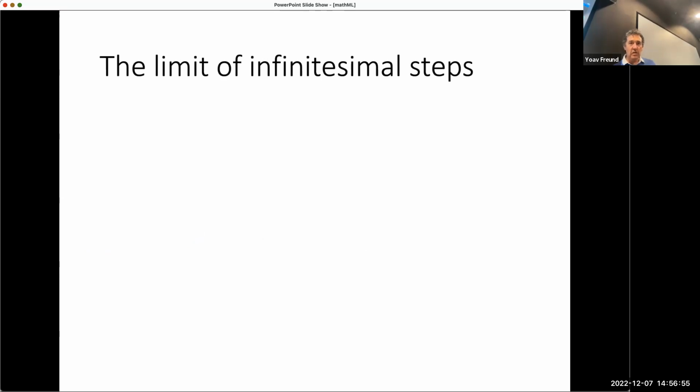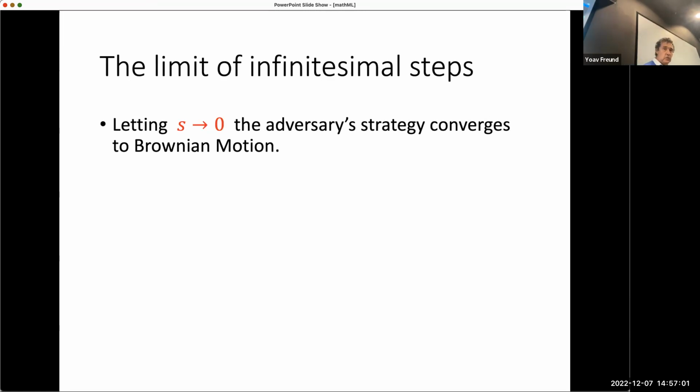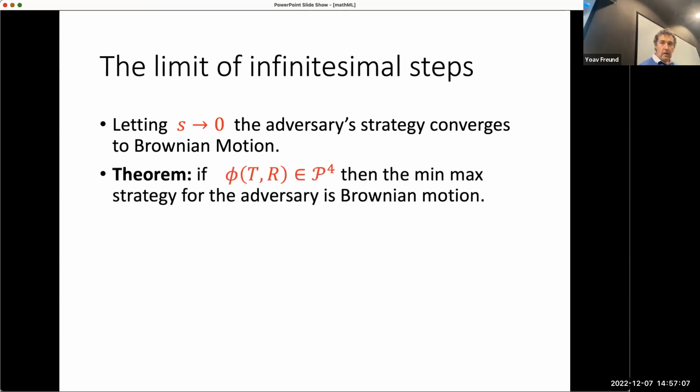All right, so Brownian motion. When we let s go to zero, the adversary strategy converges to Brownian motion. And that is one of the nicer theorems: if you have a potential function that has 4 positive derivatives, then the min-max strategy for the adversary is Brownian motion. That's it. You don't need to know anything else. And from that, you can directly calculate all the potentials and everything. All you need to say is the worst the adversary can do is just be Brownian motion.